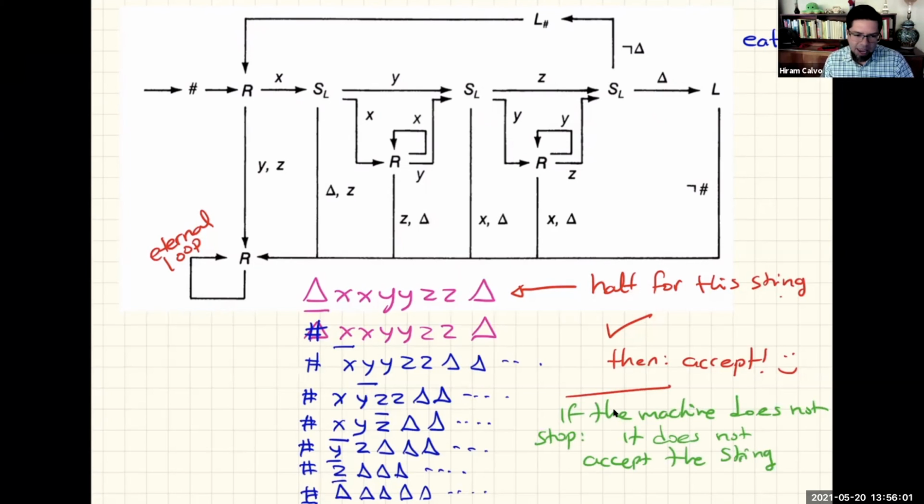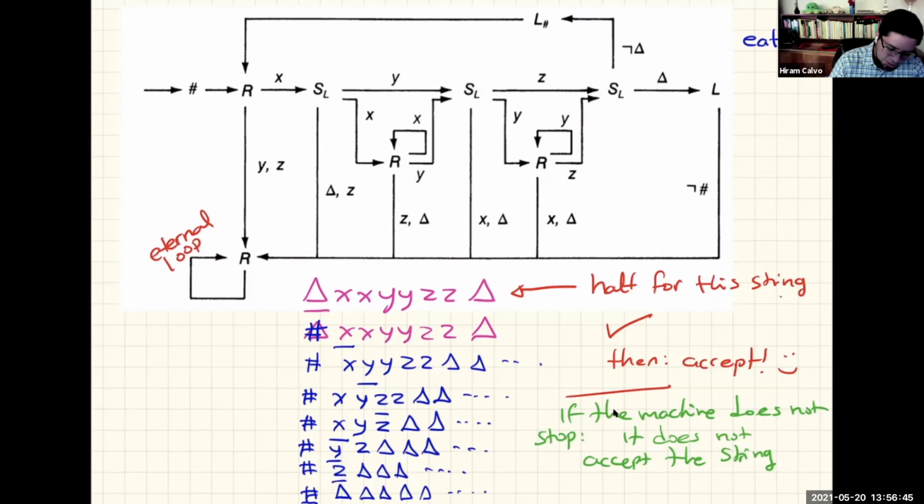Yeah, so we are seeing here a different way of accepting or not accepting a string. If we read the string completely and then stop, it means the string was accepted. If, after reading the whole string, we never stop, then it means the string is not accepted. So Turing machines are a strange kind of machine because they can only accept. If they do not accept, they just do not stop. This will define if a string belongs to a language or not.